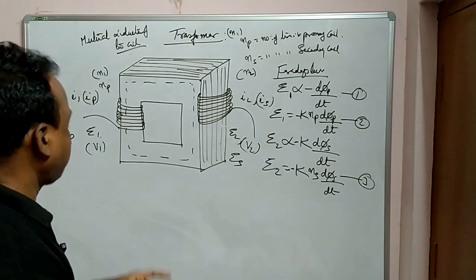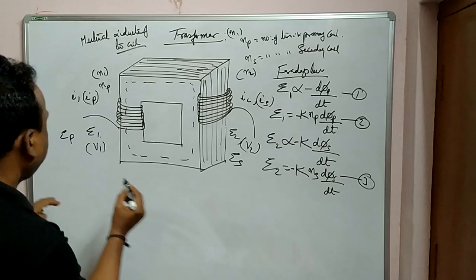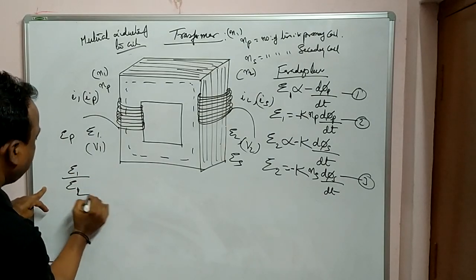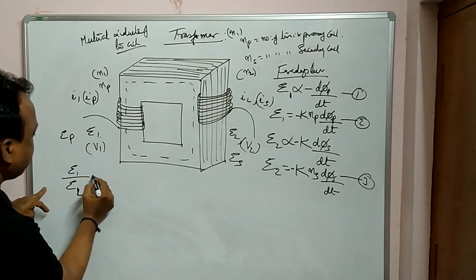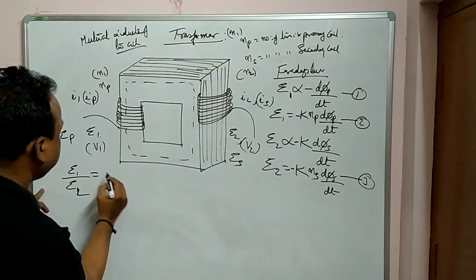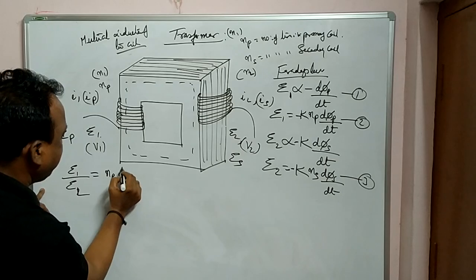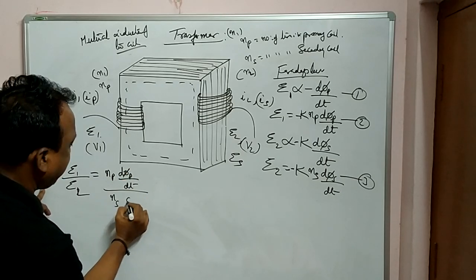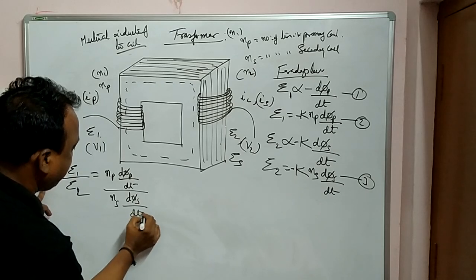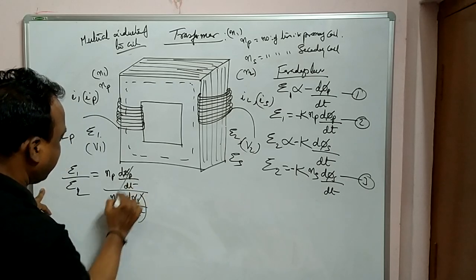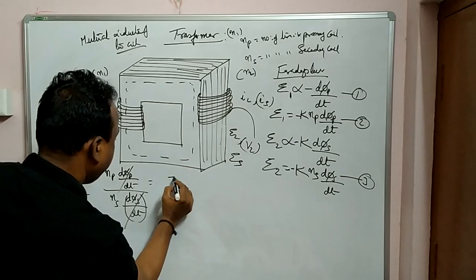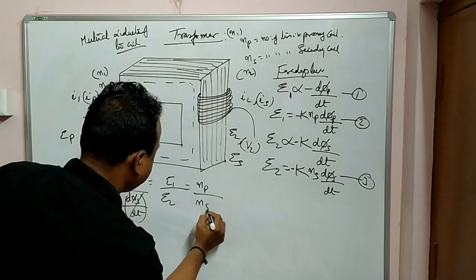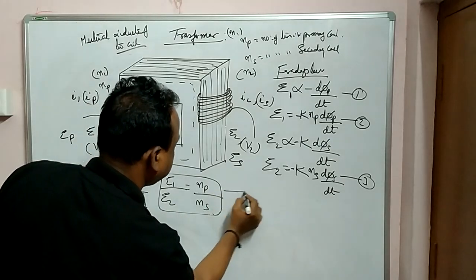Now divide both equations. Divide E1 by E2 or E2 by E1, anything is okay. E1 by E2, or E primary by E secondary, is equal to, when you divide, what happens? You see E1 is NP d phi by dt, over N secondary d phi secondary by dt. So this gets cancelled. What is left? E1 by E2 is equal to NP by NS. Very, very important formula.